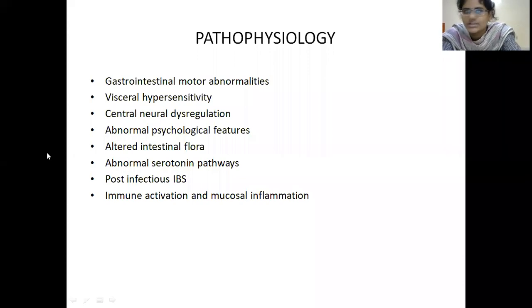So far, we have completed the definition and also the pathophysiology. In the pathophysiology, we have seen the altered GI motility, followed by visceral hypersensitivity, and then central neural dysregulation.